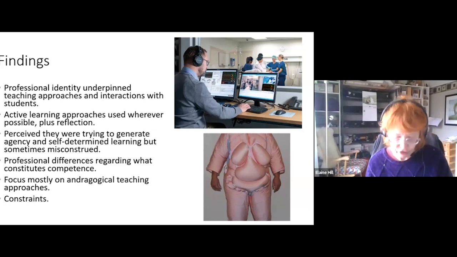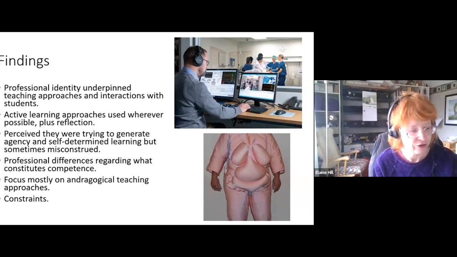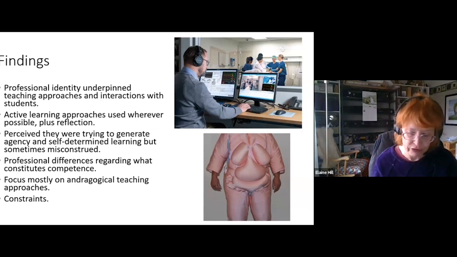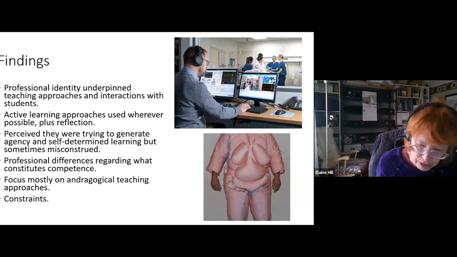A lot of reflection. Reflection is used throughout health professions education. It's a requirement to write reflective pieces for part of your re-registration or revalidation as well.